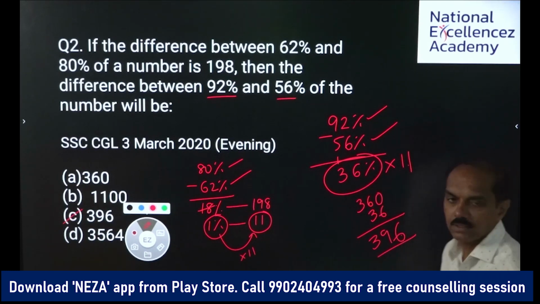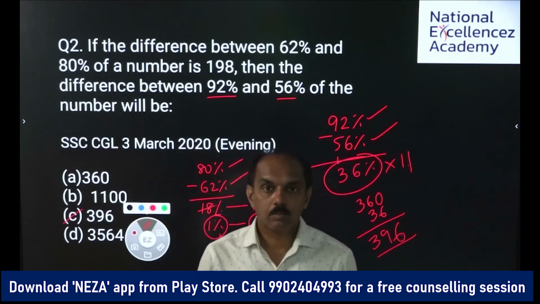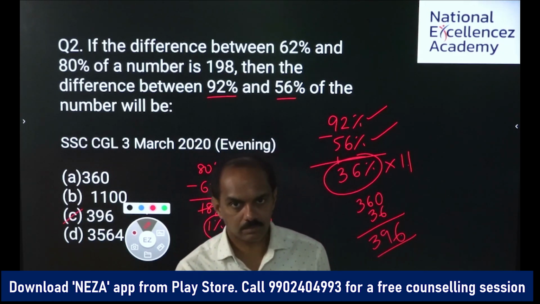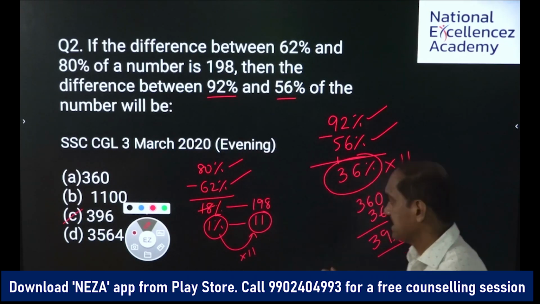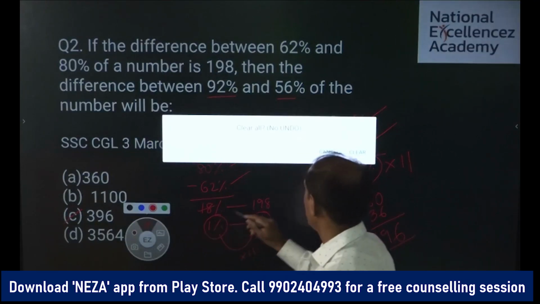The answer is 396. 360 plus 36 will give you the final answer. This is everything about this problem. Moving on to next one.